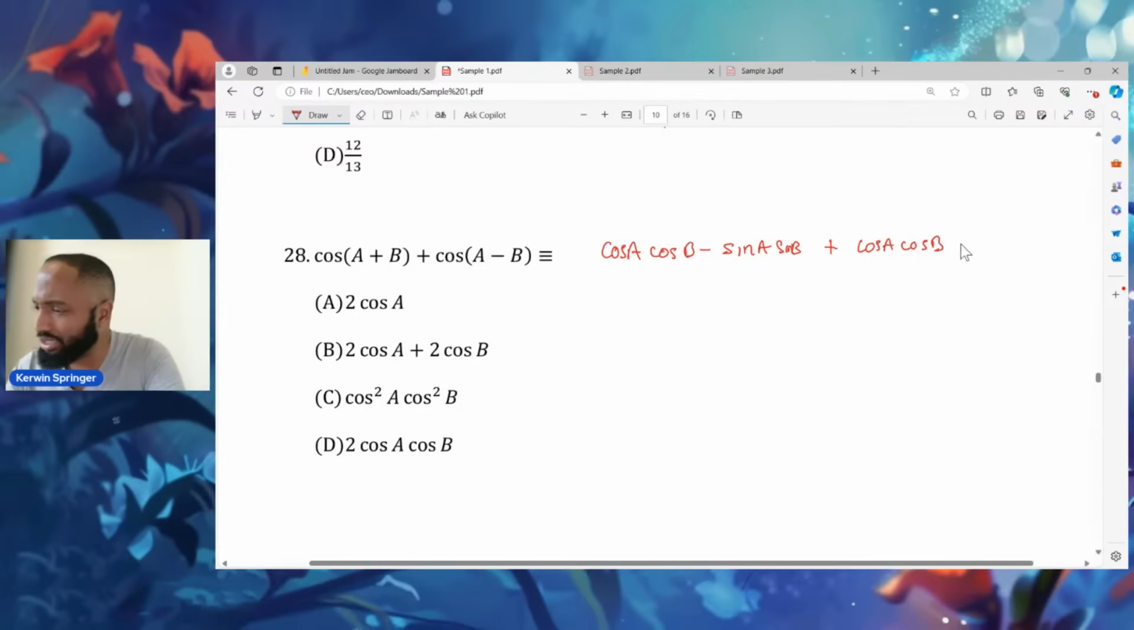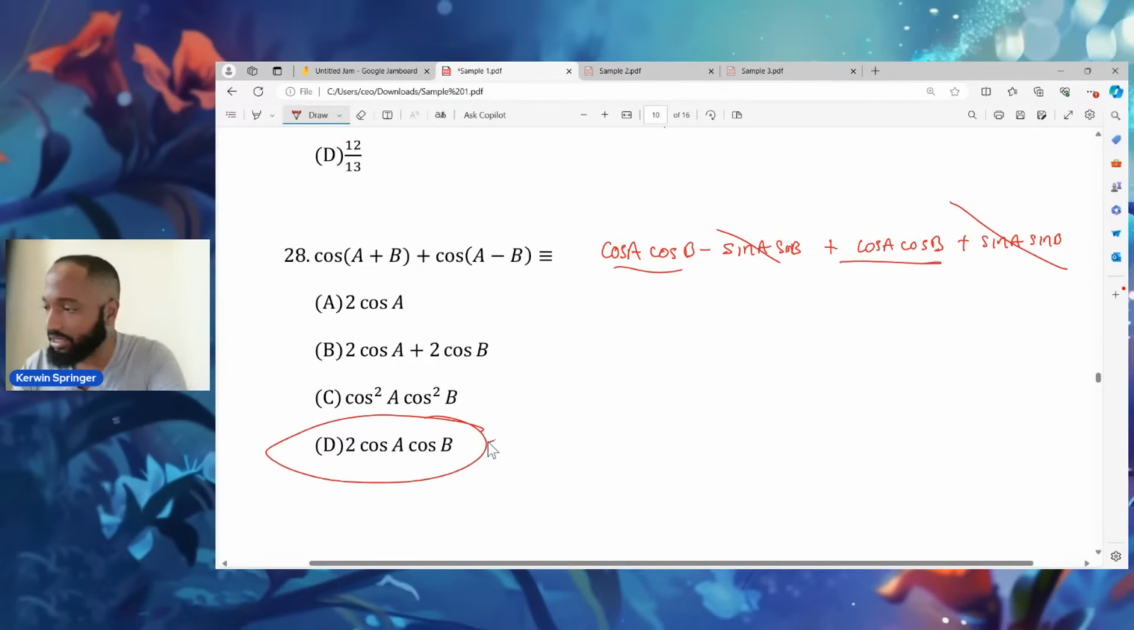Am I doing this correct? I think so. Plus sine A, sine B. So this is gone, this and this will merge up. So I get 2 of this. I will get D as the answer.